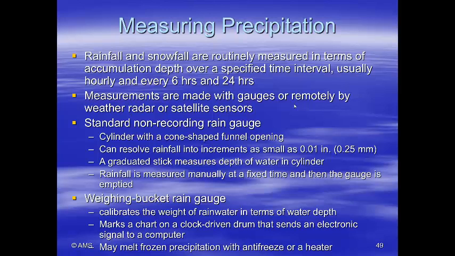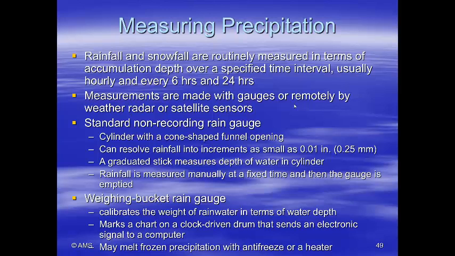We also want to measure precipitation. Rainfall and snowfall are routinely measured in terms of accumulation depth over a specified time interval, usually an hour, and every 6 hours and 24 hours. Measurements are made by gauges or remotely by weather radar or satellite sensors.